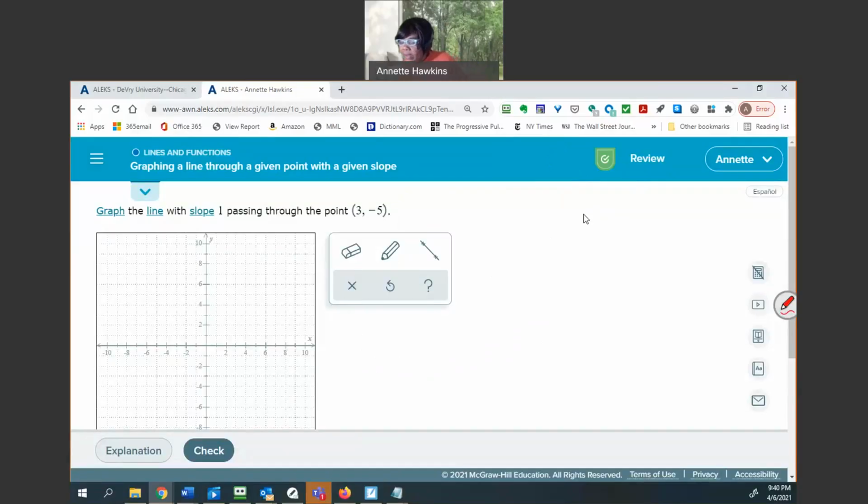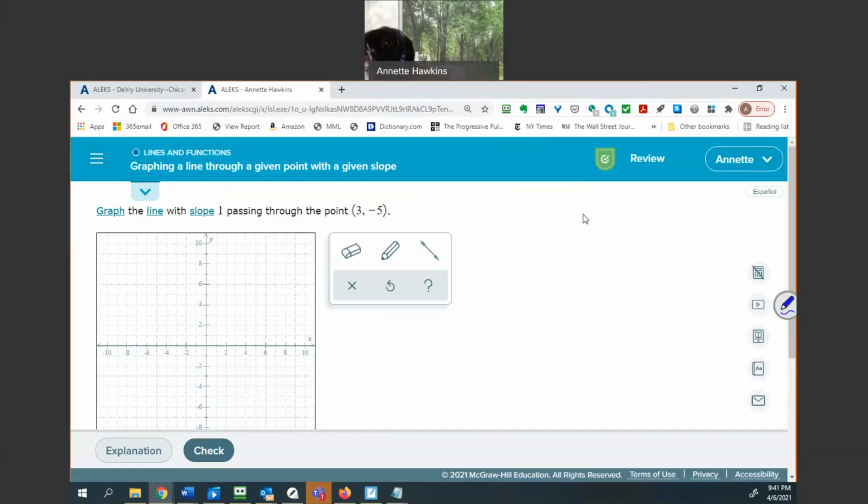Okay, we want to graph the line with slope 1 passing through the point (3, -5). So when we graph a line and we're given the slope, you want to write the slope as a fraction so that you can have rise over run.